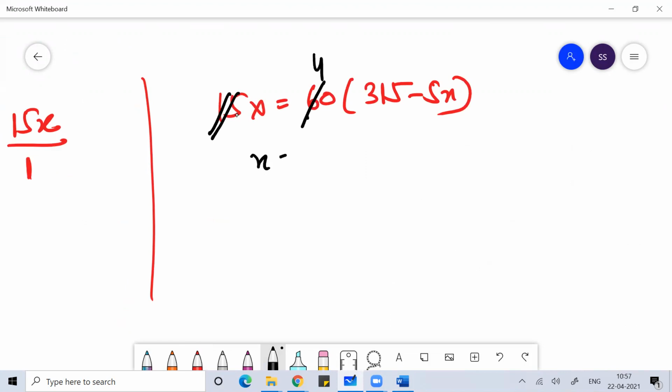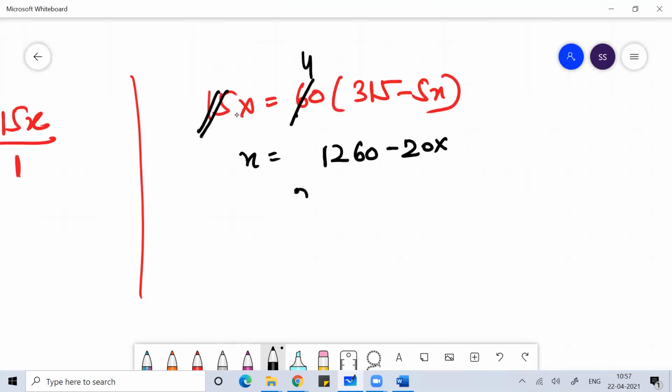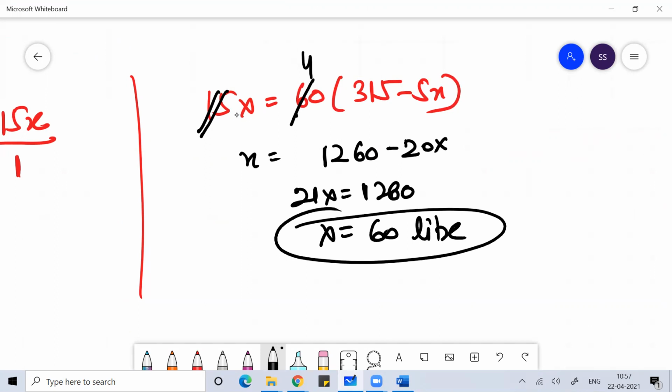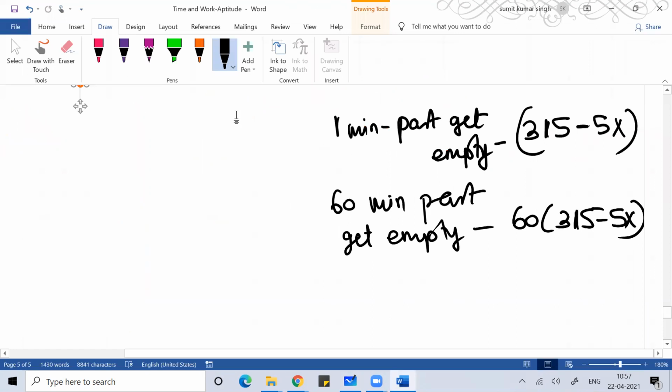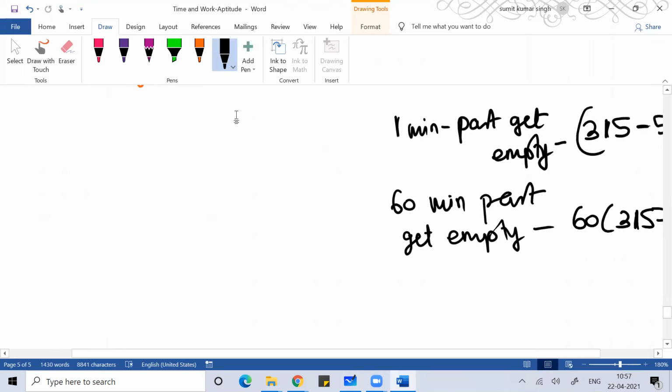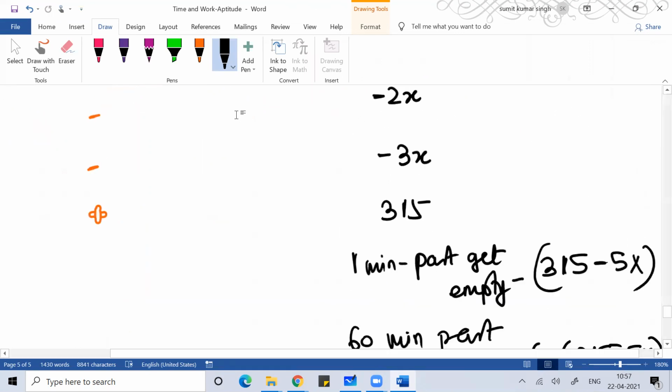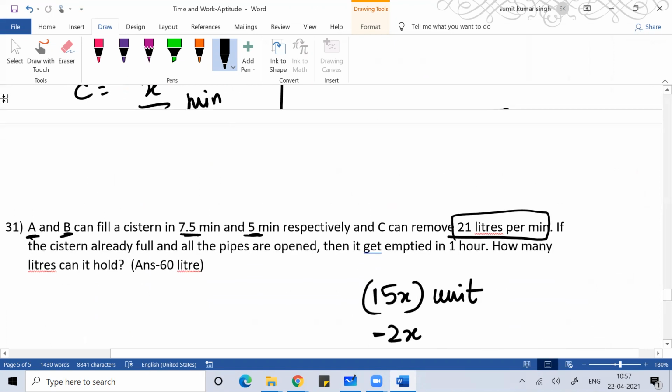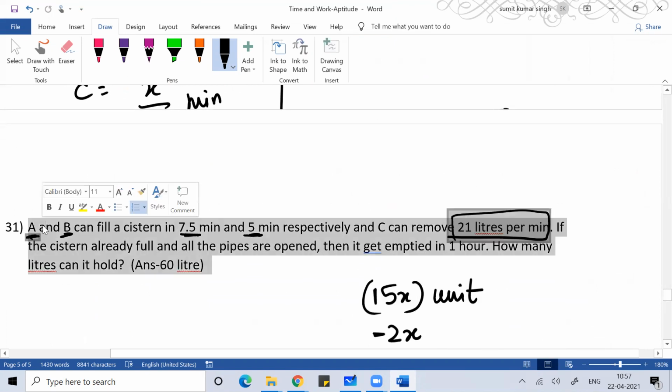315 fours are 1260 minus 20x. So 21x is equal to 1260, which means x is equal to 60. And that is the total capacity of the system or the container. That was what I had to find in this problem, and we can find it like this.